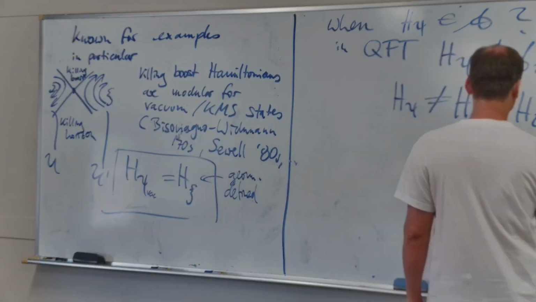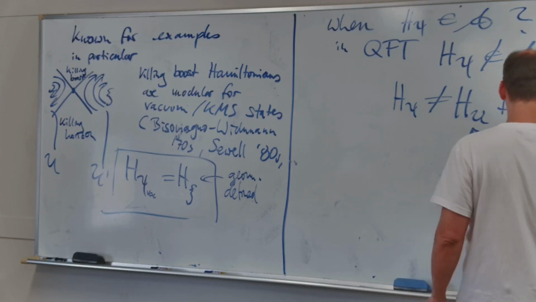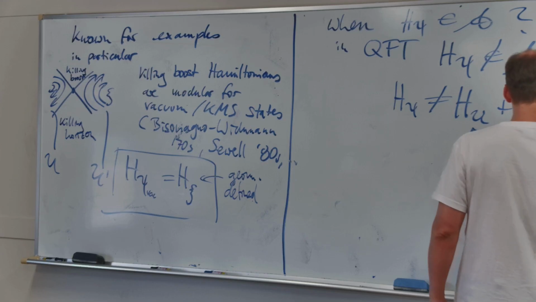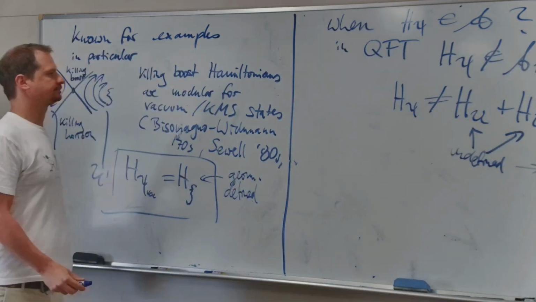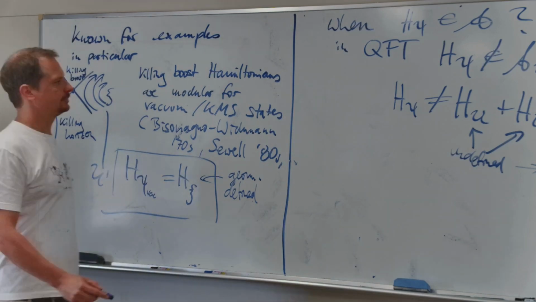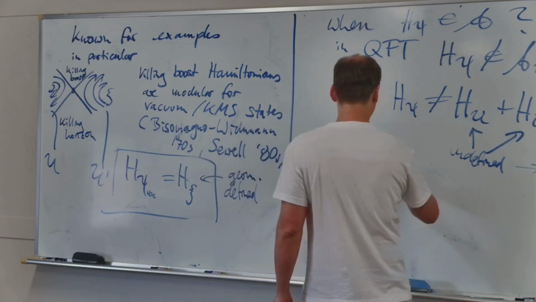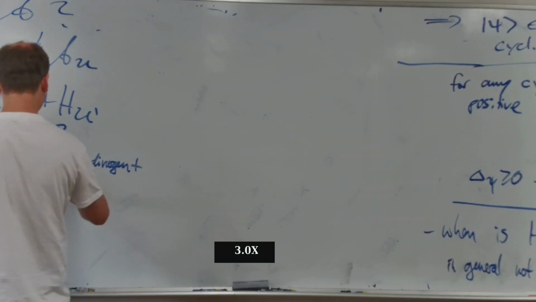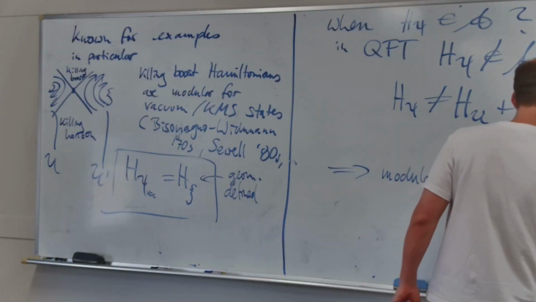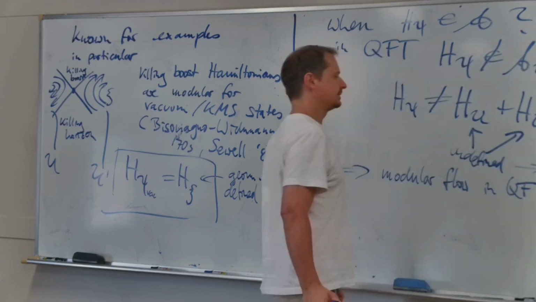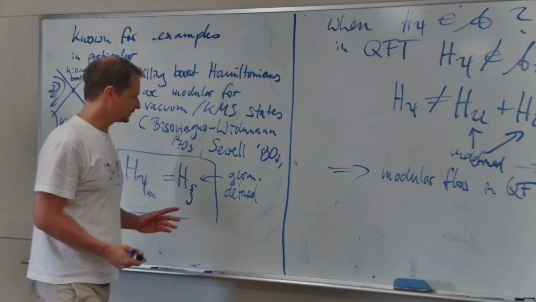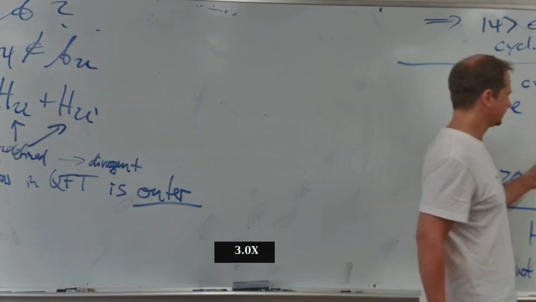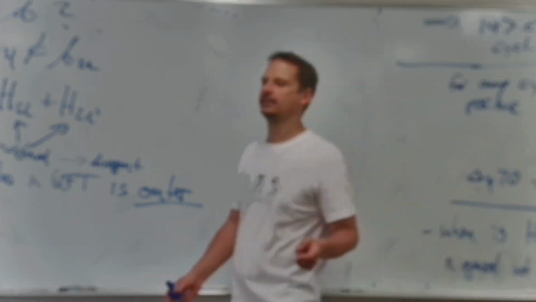So there are just no states on which they make sense. And this means in particular that the modular flow in QFT is outer. That's the name. It will still be true that this modular flow leaves the regional algebra invariant, but it is generated by a Hamiltonian that's not part of the algebra. That's why it's called outer. It's from the outside.